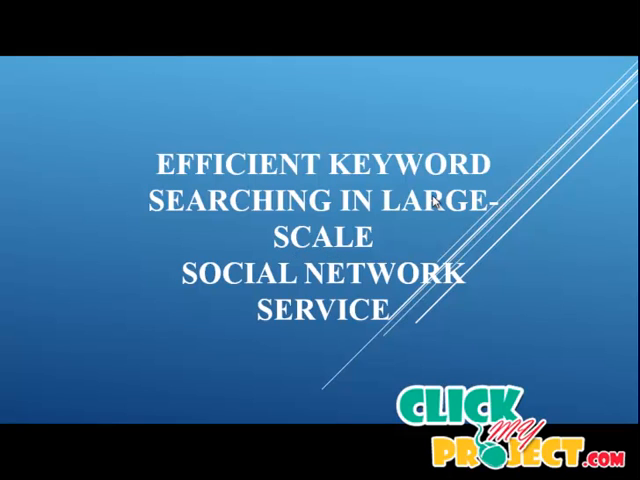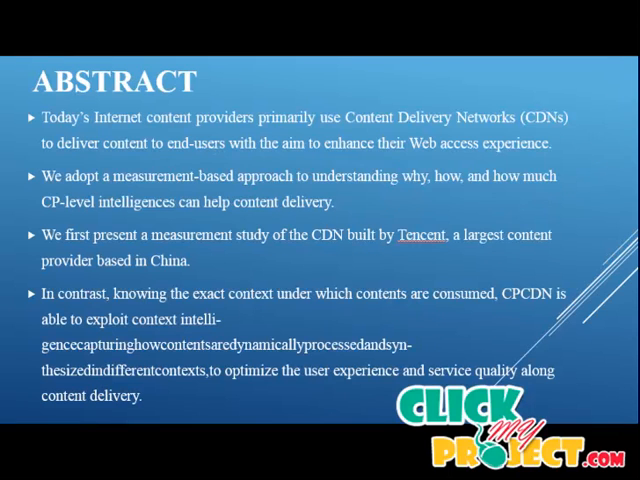Our title is Efficient Keyword Searching in Large-Scale Social Network Service. Let's discuss our abstract. Different from traditional web searching, the relevant information for a social network system (SNS) is commonly the content from his or her friends. Such a difference makes content indexing extremely difficult for an online social network (OSN) search system, because every user has an individual view during a search.